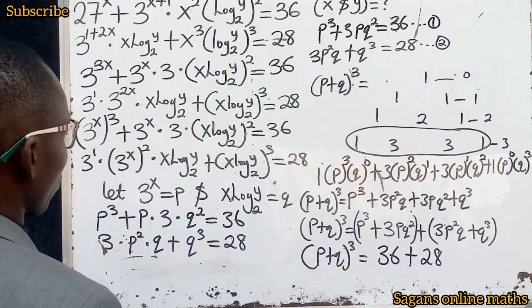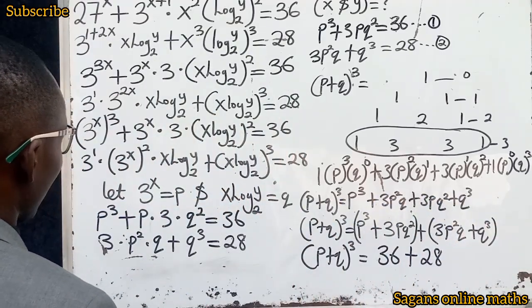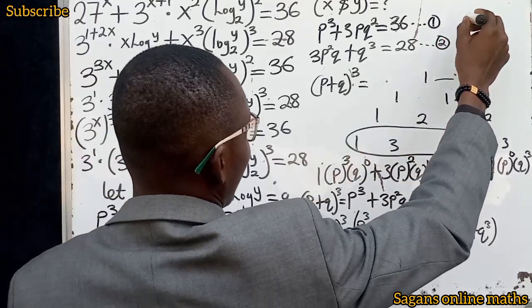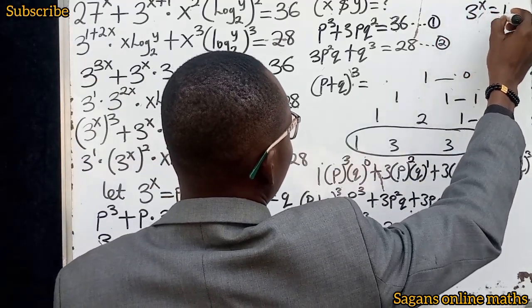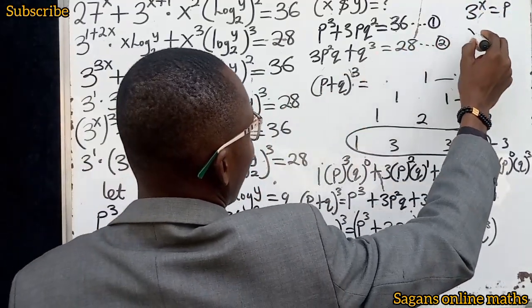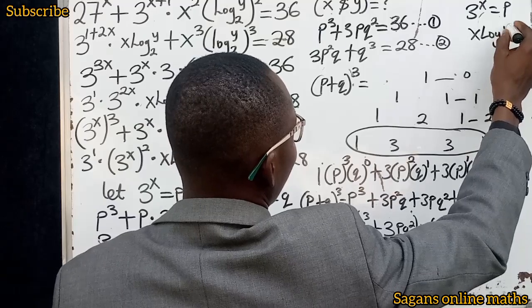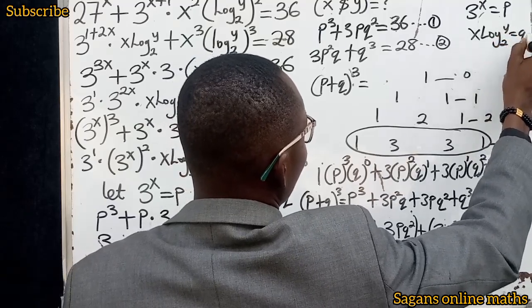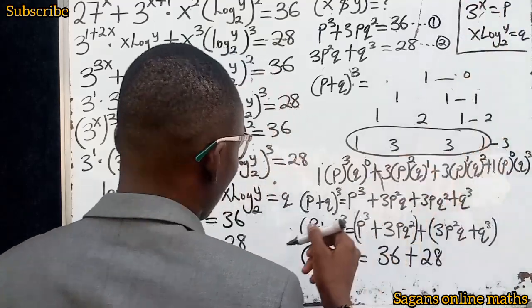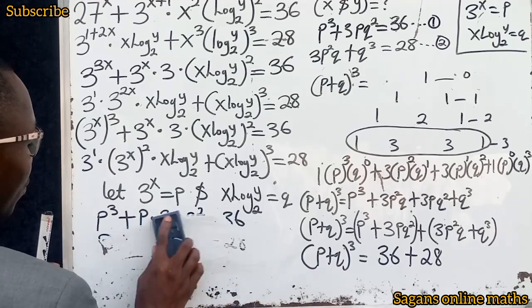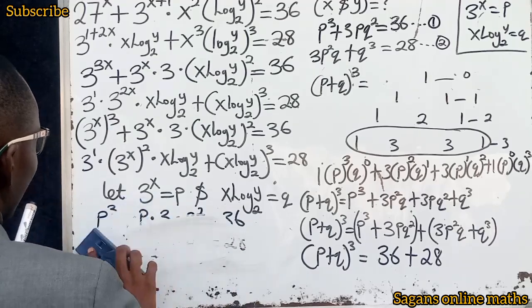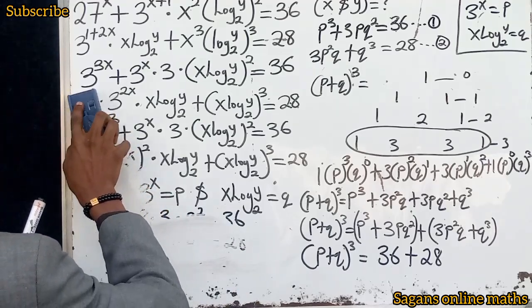But I want you to take note of something very important here. Remember, we said take note of this, that 3 to the power of x is equal to p, and log y base 2 is equal to q. These are important things you have to take note of. So you can remove this from here.